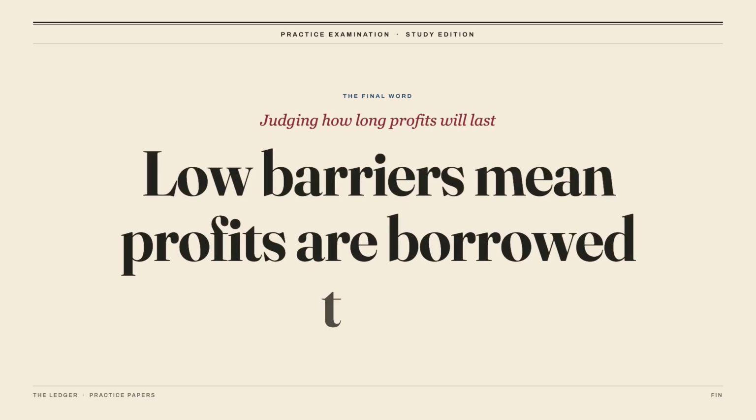An industry with high returns but low barriers is living on borrowed time, since entrants will arrive to share the spoils, while high barriers let returns hold for years. Spotting this force early tells an analyst whether today's profitability is durable or about to be competed away.